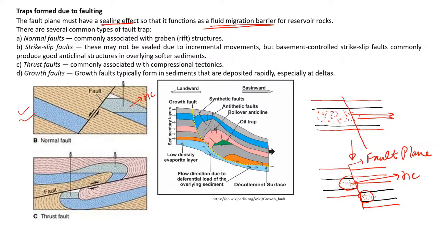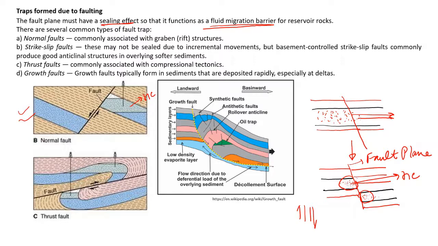In the case of strike slip faults, these may not be sealed, because this is the type of strike slip fault where they move laterally. But if it is a basement controlled strike slip fault, they produce good anticlinal structures in soft overlying sediments. So here we get a type of combination trap where the fold and fault are in combination.